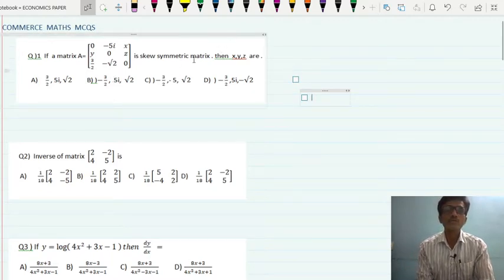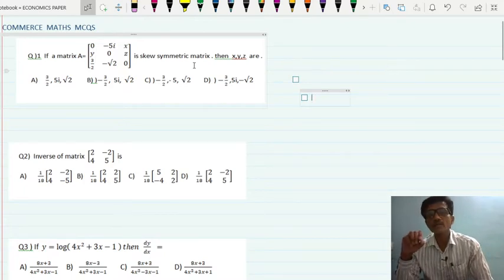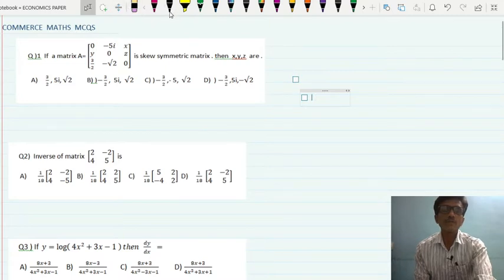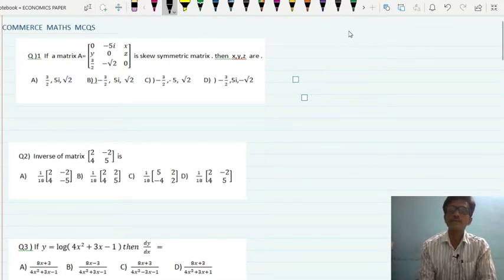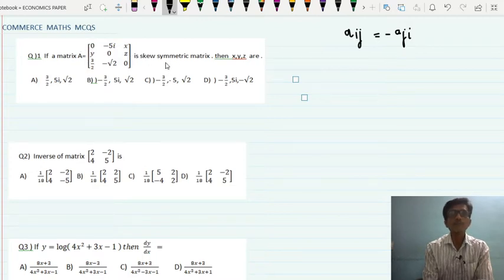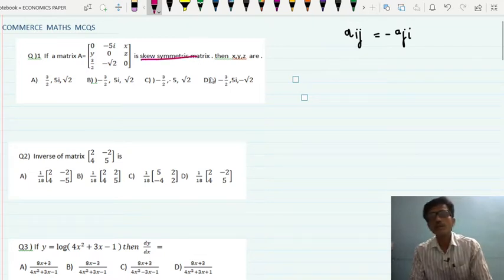Skew symmetric matrix. So what does skew symmetric matrix mean? Its diagonal elements are 0 and, in general, the element Aij is equal to minus of Aji. Now here in this question, we have to find X, Y and Z. This given matrix is a skew symmetric matrix.